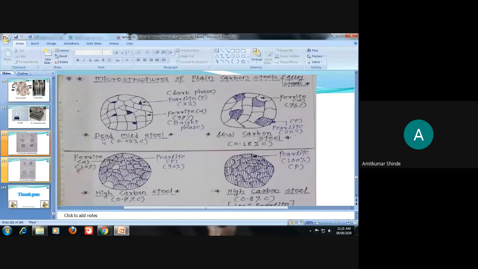For example, dead mild steel has a very low carbon percentage, 0.05%. Then the ferrite is almost more than 95%, and only 3 to 5% pearlite. And as carbon percentage increases, suppose carbon is 0.1 or 0.2, then ferrite will be 75% and 25% will be pearlite, that is the dark phase.